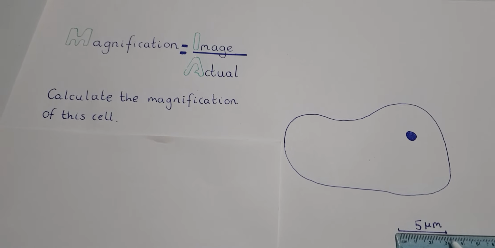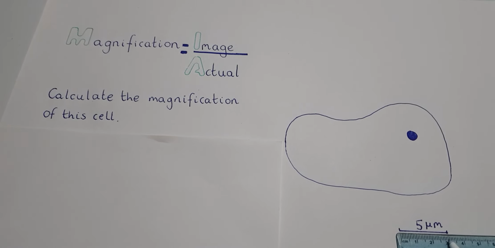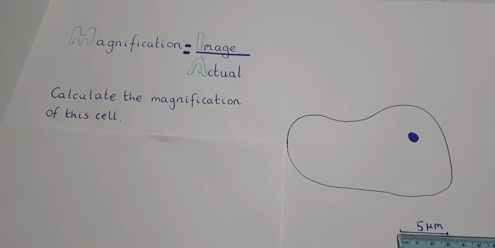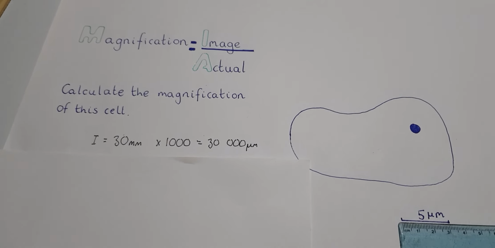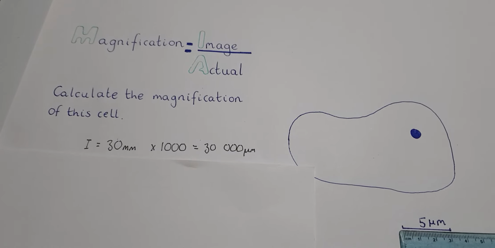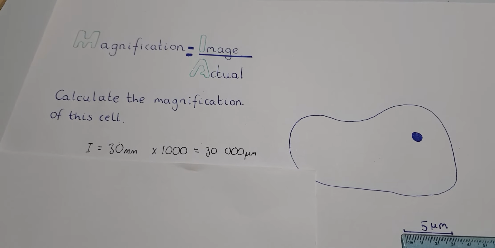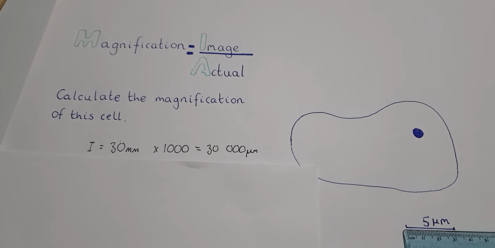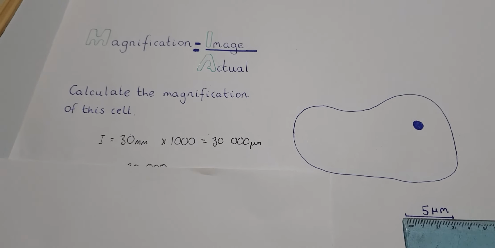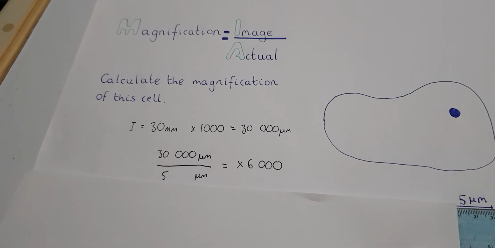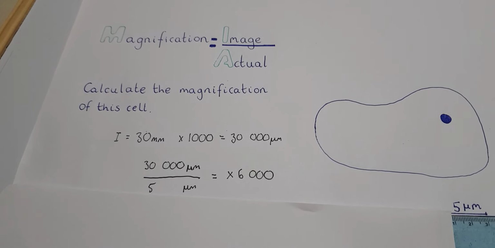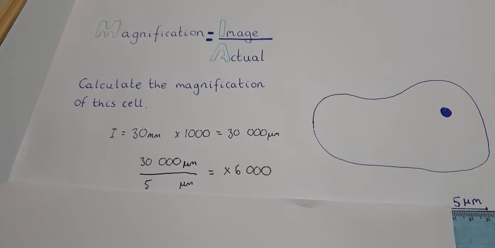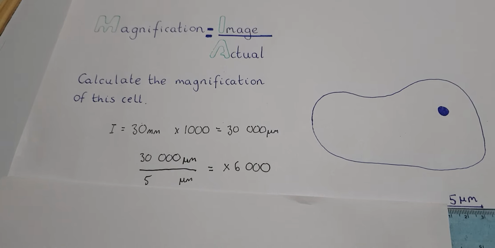So your image size is 30 millimeters. And then the actual size is 5 micrometers. And again, we need to make sure they're both in the same units. So you convert your millimeters to micrometers by multiplying by 1,000. So 30 millimeters multiplied by 1,000 equals 30,000 micrometers. Now they're both in the same units, so you can put them into the equation. So 30,000 micrometers image size divided by 5 micrometers actual size gives a magnification of times 6,000.